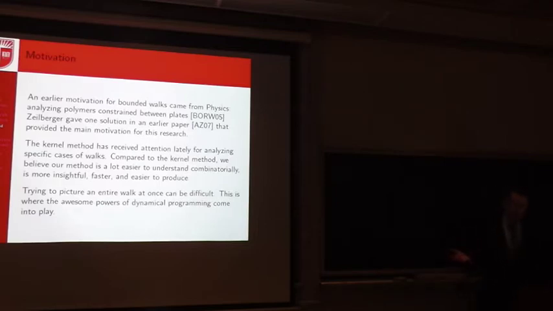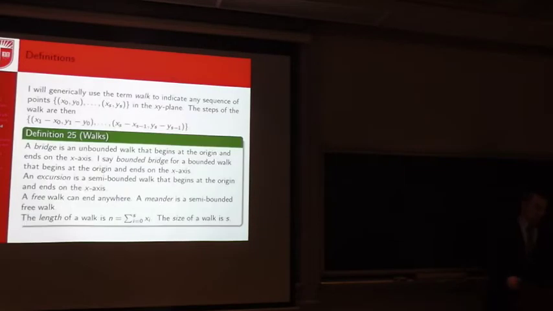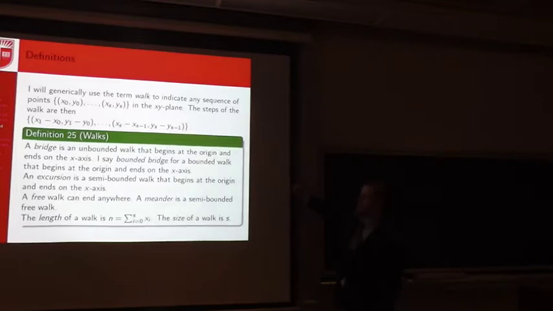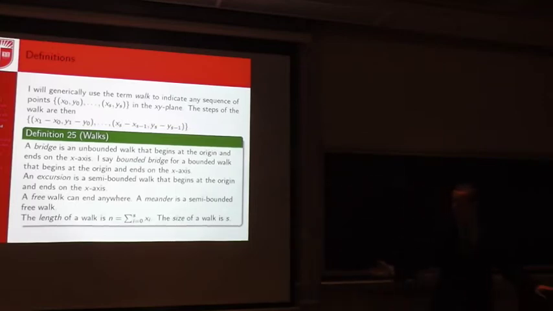Trying to picture an entire walk is difficult. Try and break the walk down, as Anthony did, and that's dynamic programming. So I use the term walk to indicate any sequence of points in the xy plane, and the steps are just the differences. I use bridge to mean an unbounded walk that begins at the origin and ends on the x-axis. Bounded bridge for one that doesn't go above a certain value or below a certain value. An excursion is a semi-bounded bridge. A free walk ends anywhere, and a meander is a semi-bounded free walk.